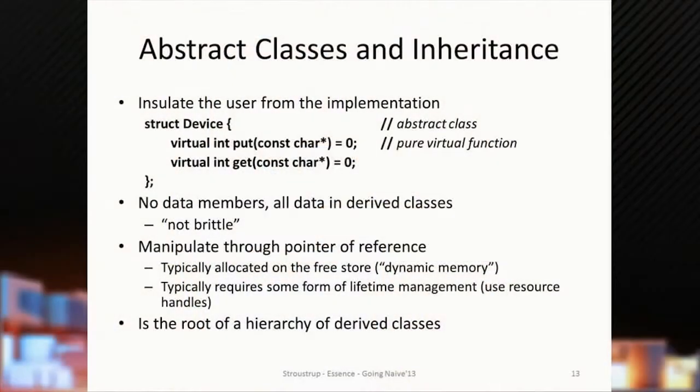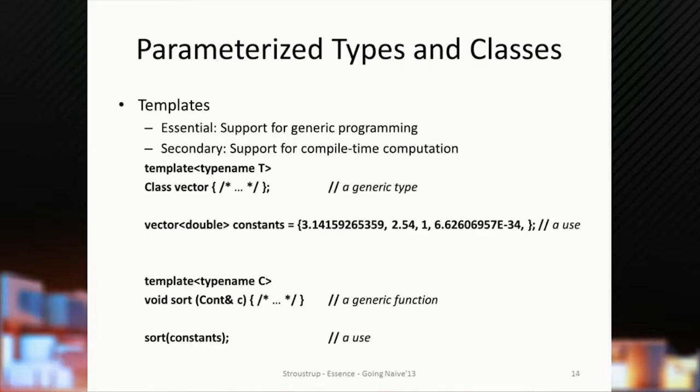Now, once we've got classes, eventually we get abstract classes and inheritance. Here's the way we define an interface that completely insulates the users from the implementation and vice versa. It has a couple of virtual functions that are pure virtual functions. There's no data member, so it's not a brittle base class. You may have to manipulate these things through pointers and references. At least that's what essentially everybody does, and that implies some overhead, and it implies some lifetime management that can be very messy if you don't think it through, and you can build hierarchies based on it.